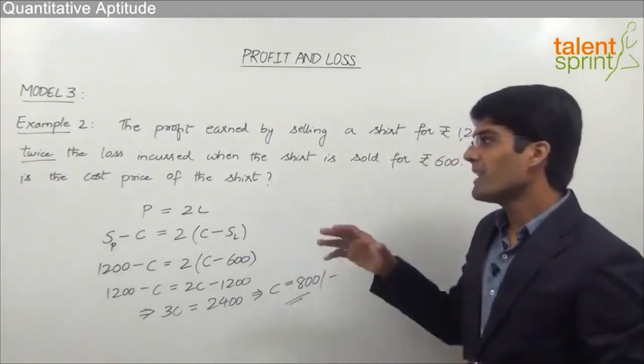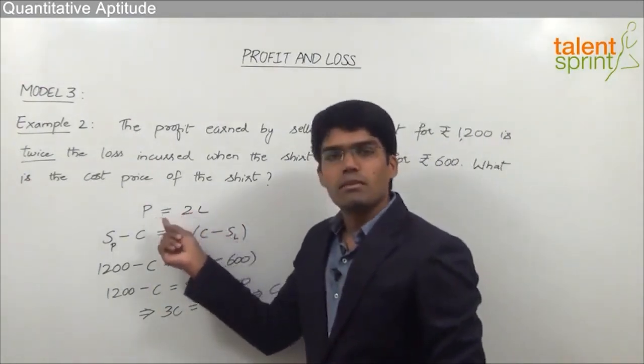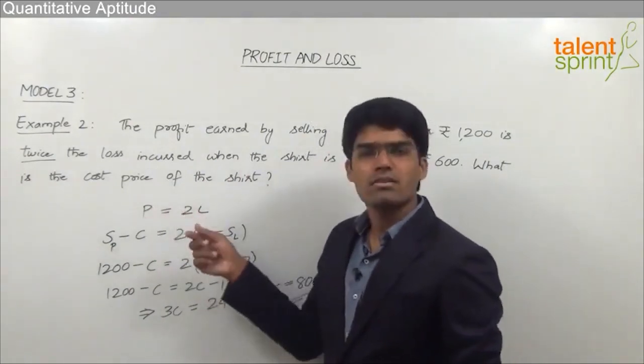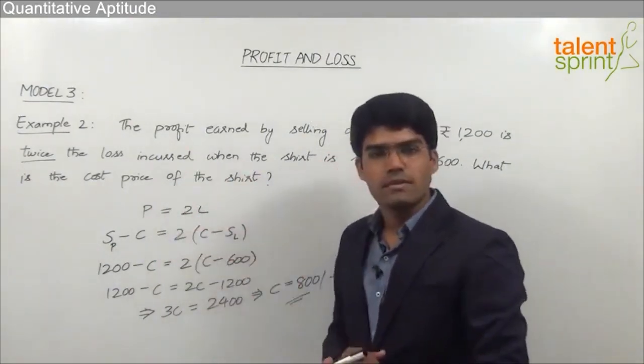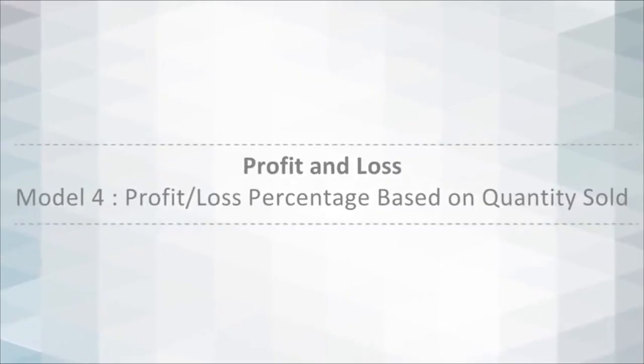So this is how we get the cost price when the profit is equal to twice the loss. What you can understand from these two examples is to always try to write the proper equation: profit is equal to loss as in example 1, and profit is equal to twice the loss or thrice the loss as per the given question. And then just substitute the values properly and get the required answer.